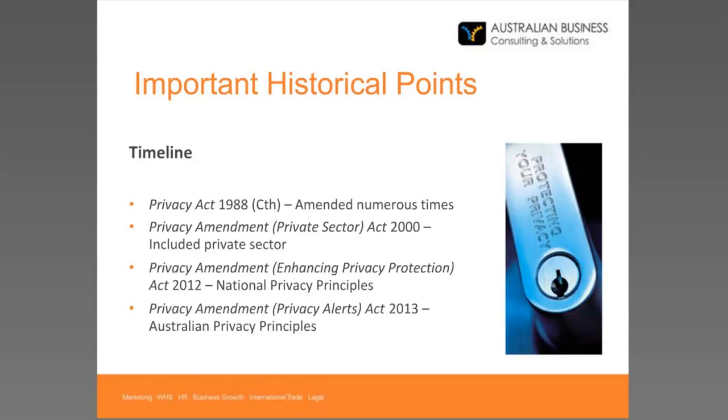So you can see the timeline. You can see that in 1988 the Privacy Act was enacted. It's been amended numerous times. It basically just covered public sector privacy concerns at that stage. In 2000, there was a big debate at that time about actually bringing in the private sector. And so the national privacy principles were developed during that time. So the Privacy Act itself had informational privacy principles, then the national privacy principles came into place.